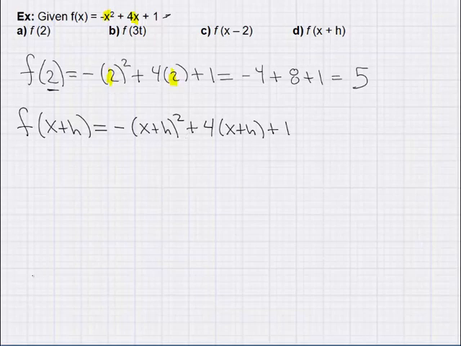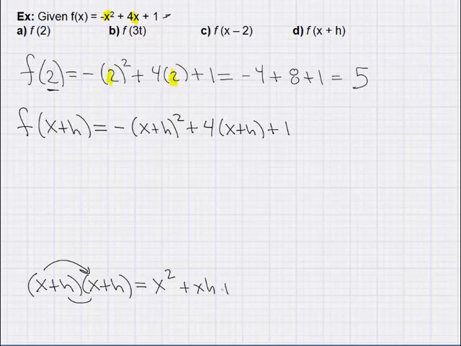So if we do a little bit of side work here, I'll do x plus h times x plus h. Okay? That would be x plus h squared. So if I distribute this out, I get x squared. I'm going to get an x times an h, another x times an h, and I'm going to get an h squared. So I have x squared plus 2xh plus h squared.